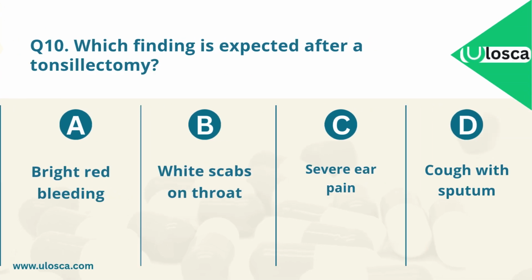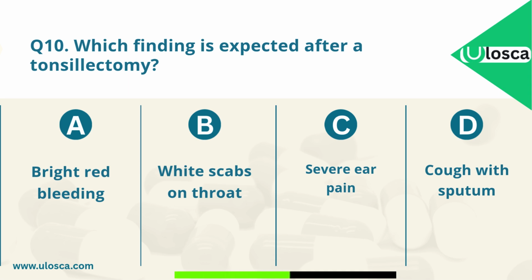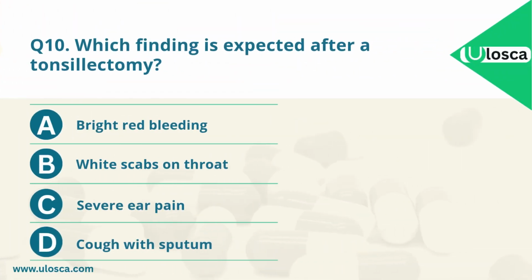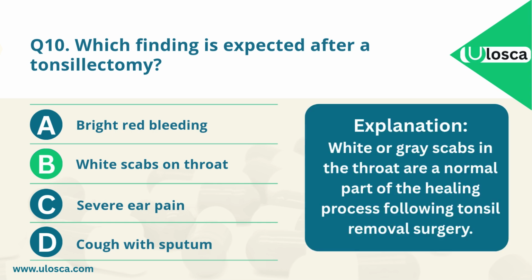Question 10. Which finding is expected after tonsillectomy? A. Bright red bleeding. B. White scabs on throat. C. Severe ear pain. D. Cough with sputum. Which one is the correct answer? The correct answer is B. White scabs on throat. Explanation. White or gray scabs in the throat are a normal part of the healing process following tonsil removal surgery.